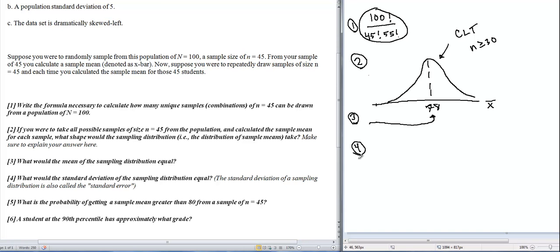Now, moving on, what would the standard deviation of the sampling distribution equal?